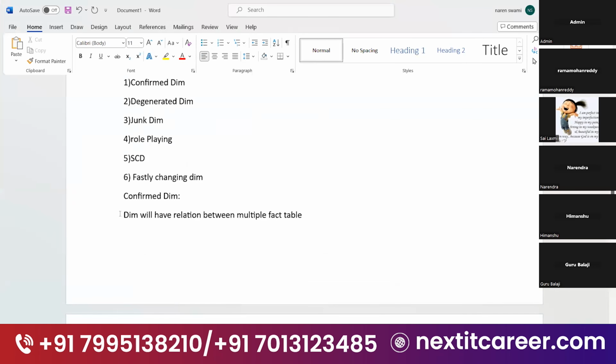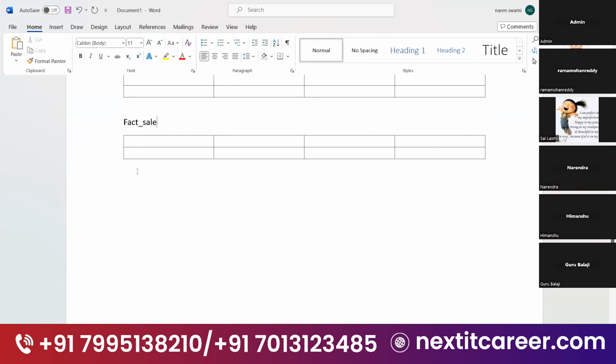Clear? That is about the conformed dimension, and next is the degenerate dimension. Degenerate, as the name itself says, is something generating from itself, right? For example, if we have one fact table, in that fact table we will have one column that itself acts like a dimensional key, dimensional data. With that dimensional column we can analyze something. That is how it is known as a degenerate dimension.